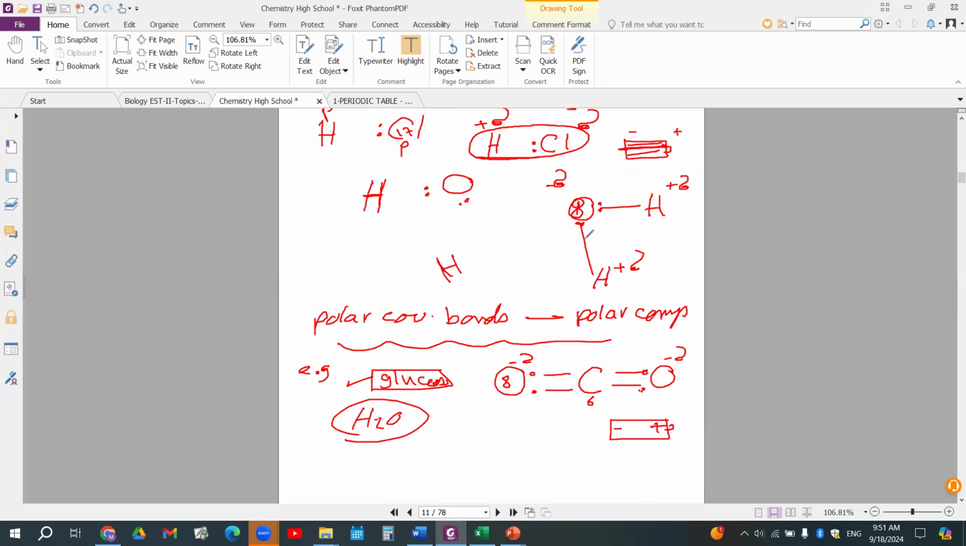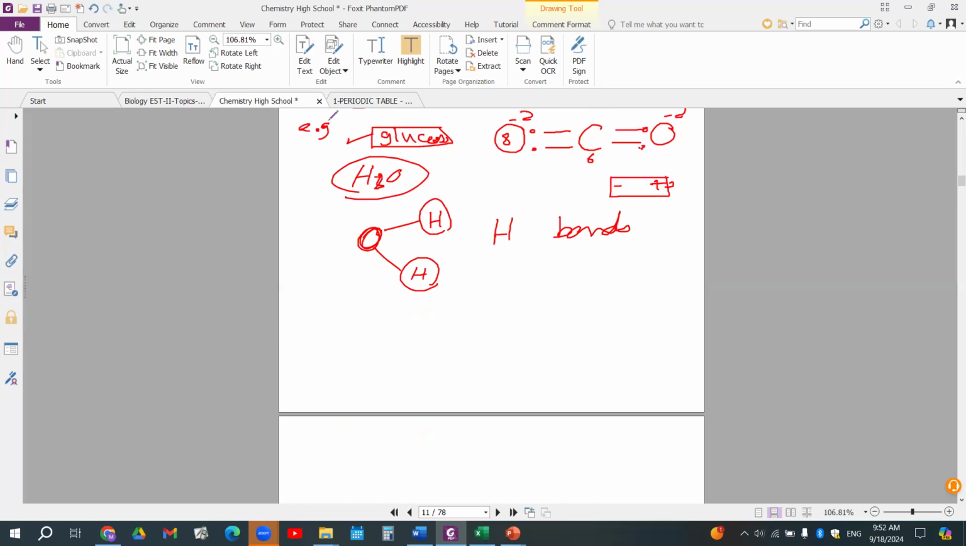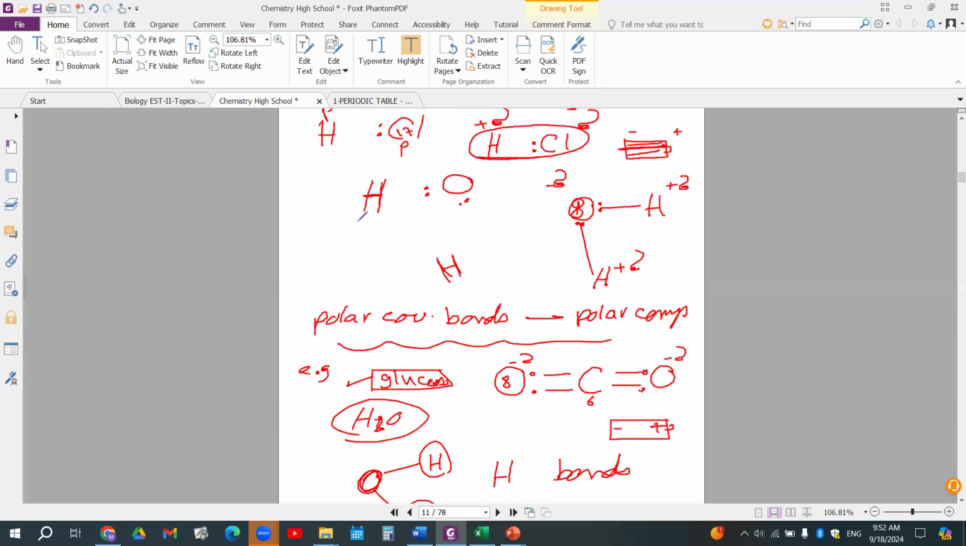When hydrogen reacts with oxygen, it makes a very strong polar compound called hydrogen bonds. So water has hydrogen bonds. It is a polar covalent bond with hydrogen, but when hydrogen has a polar covalent bond with oxygen or nitrogen, it's called a hydrogen bond. It will have a great effect on the structure and function of water, right?